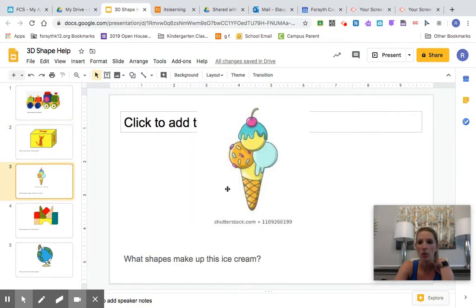Next question, you were looking at this ice cream. And the question said, what shapes make up this ice cream? A lot of you said a cone. You got the cone. But then you said there were circles on top. Well, circles are flat. Look up here. These are not flat shapes. Those look like balls of ice cream, like this. So what makes up the ice cream? It's a cone and a bunch of spheres. Cones and spheres, not cones and circles.